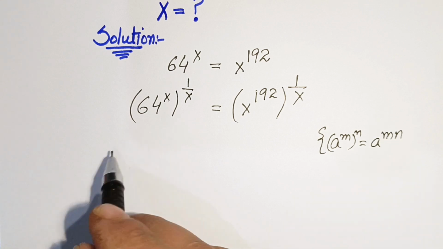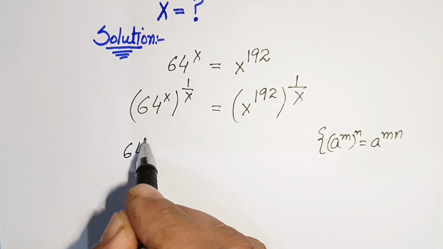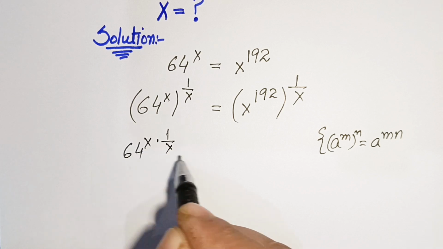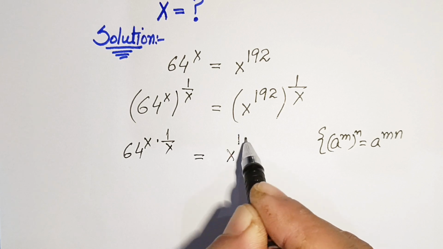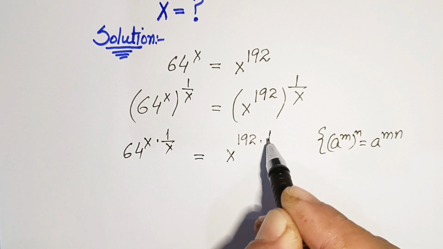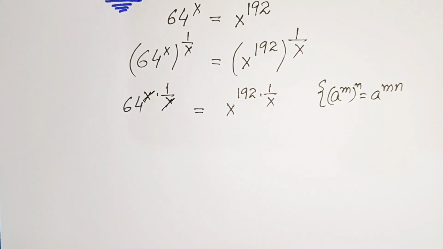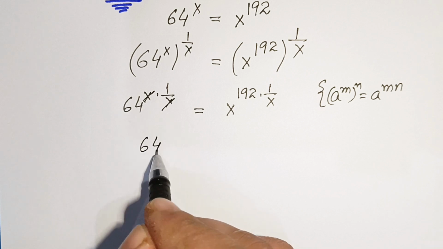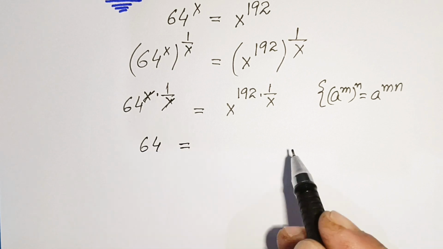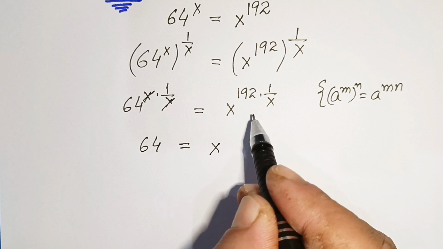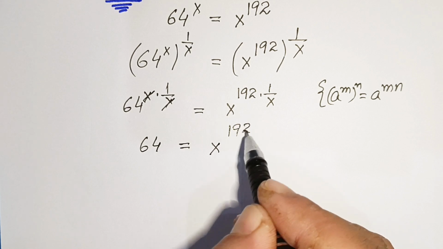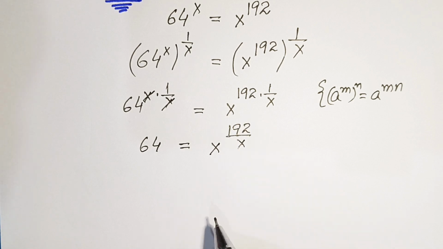So here it will be 64 to the power x times 1 over x, which is equal to x to the power 192 times 1 over x. Here this x can be cancelled out, so we have 64 is equal to x to the power 192 over x.